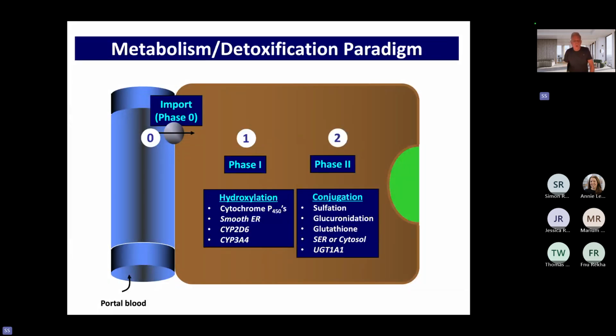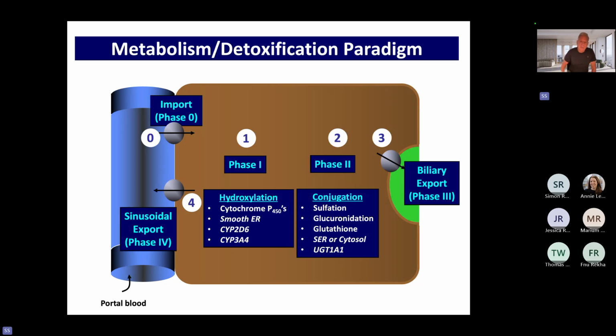Phase 2, most of these products will undergo conjugation. Conjugation, making them a salt, if you will. It can be sulfated, glucuronidated, glutathionated, and this can take place either in the smooth endoplasmic reticulum or in the cytosol. And conjugation here of bilirubin is via UGT1A1, as you're all familiar with. And then finally, there's the export phase where these conjugated compounds, toxins, drugs are going to be eliminated into the biliary canaliculi.